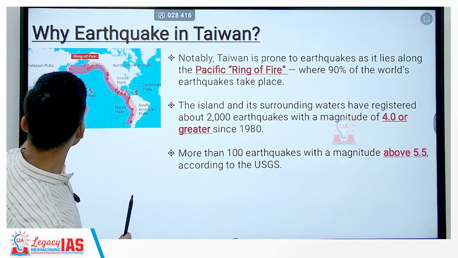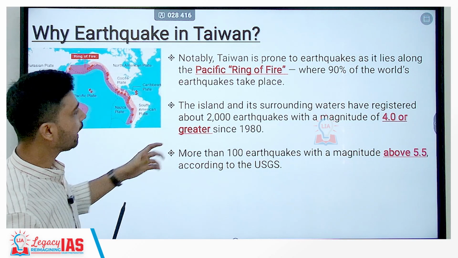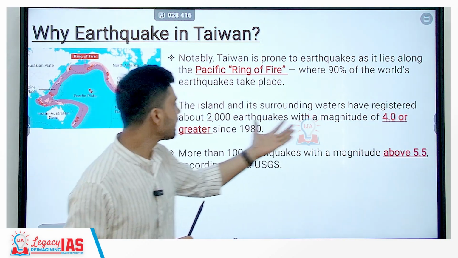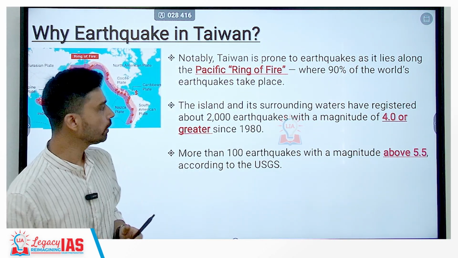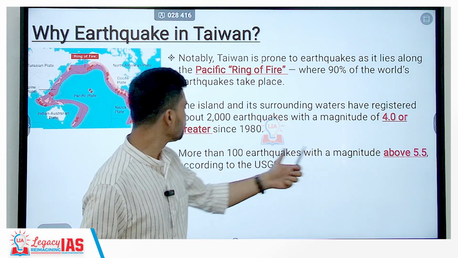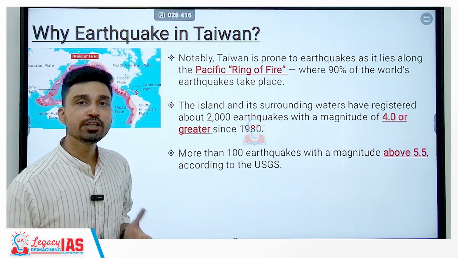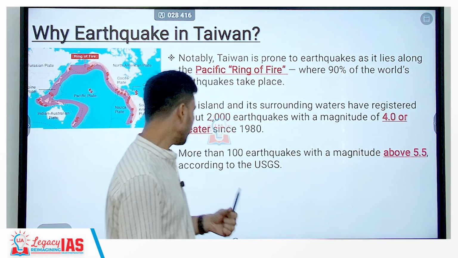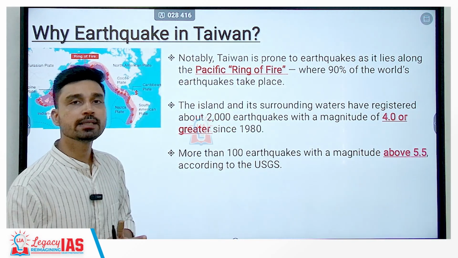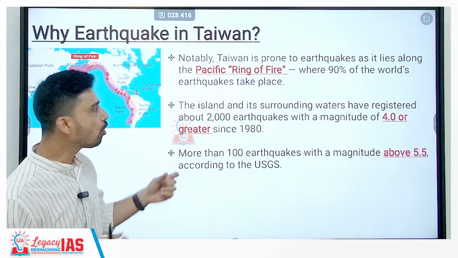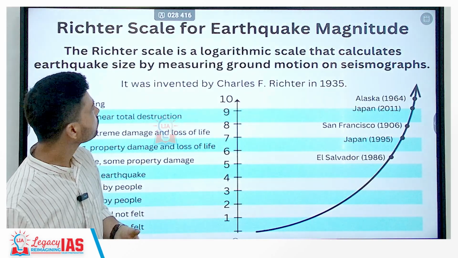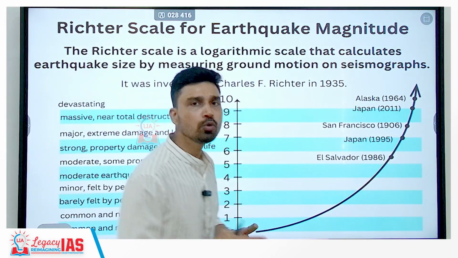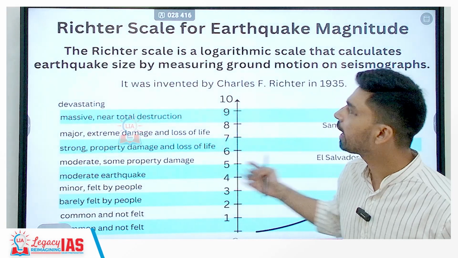Around this region is the location of Taiwan, and the island and its surrounding waters have registered about 2,000 earthquakes with a magnitude of 4.0 or greater since 1980. More than 100 earthquakes with magnitude above 5.5, according to the USGS, have also been recorded on this small, tiny island of Taiwan. Now since we are talking about magnitude, let us have a look at it.